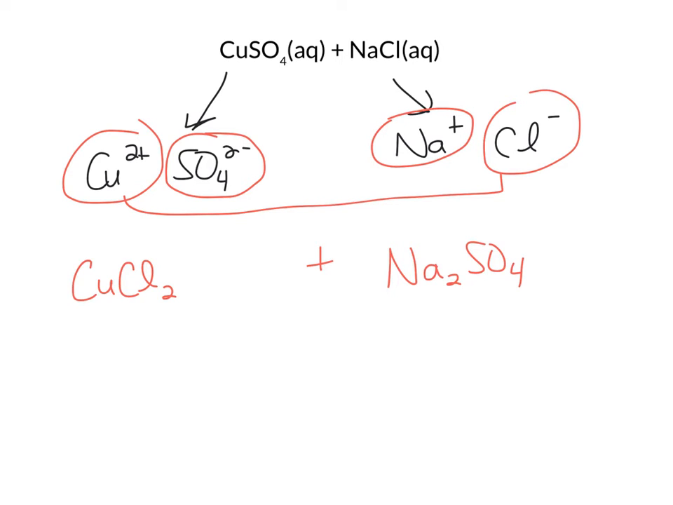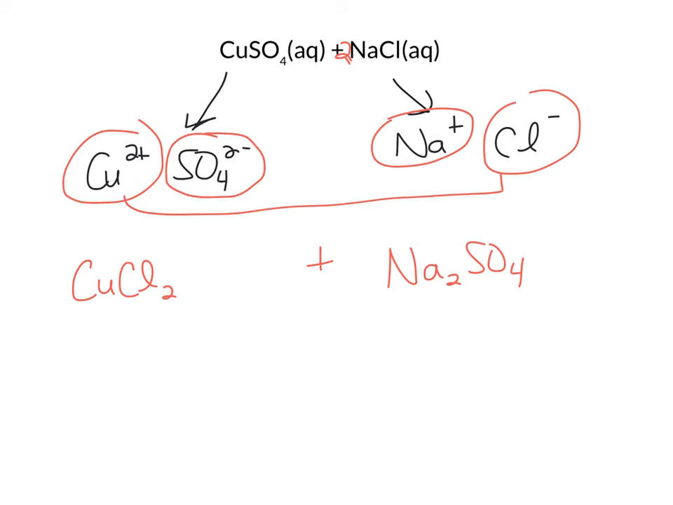Now let's think about balancing. We started with 1 copper, we end with 1 copper, but here we start with 1 chlorine and end with 2. So whenever we write our full reaction, we need to put a 2 in front of that NaCl. And then we start with 2 sodiums now, we end with 2 sodiums. And we start with 1 sulfate and end with 1 sulfate. So that would be balanced.